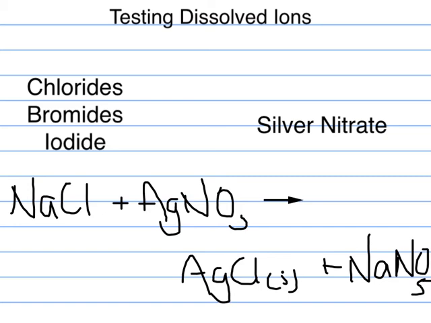Okay, now what I'd like you to have a go at is see if we can write down all the equations for the three halogens. So sodium chloride, sodium bromide, sodium iodide with silver nitrate. See if you can do the word and the symbol equations for those. So you can pause the video and have a go at those now.